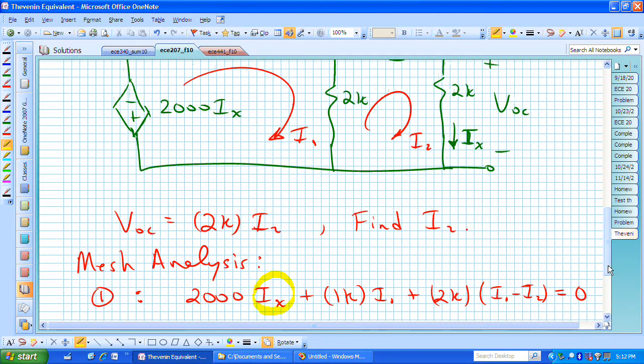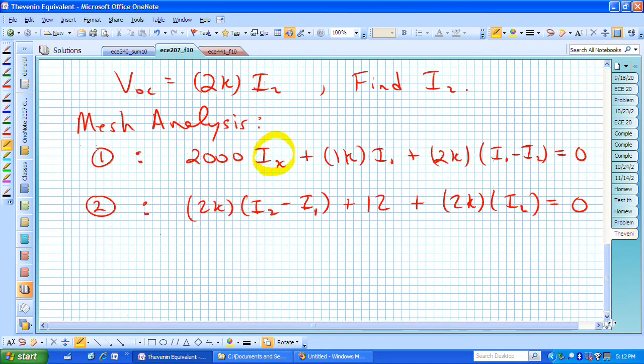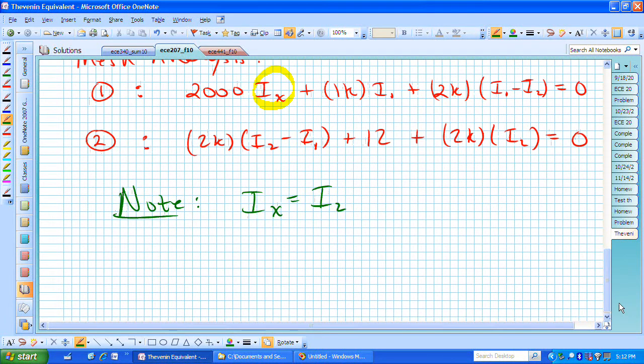Hopefully it's clear though that in terms of the mesh currents that we have defined, I sub 2 and I sub x are the same. We can now use that fact in mesh equation number 1 to get rid of I sub x, and we'll end up now with our two equations in two unknowns that we were after.